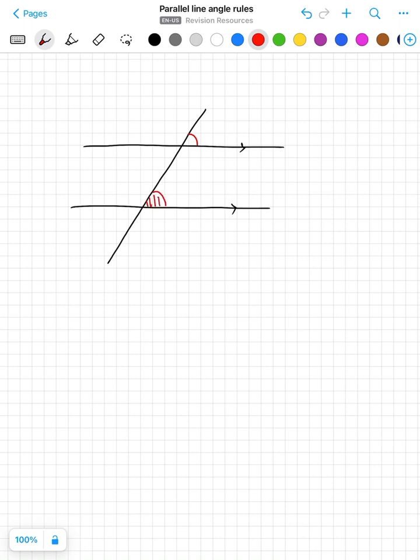So first we're looking at these two angles here. So we notice that this straight line is cutting our parallel lines at the same angle, this red angle here. So it's the same angle just on the other line upwards. This is what we call a corresponding angle.